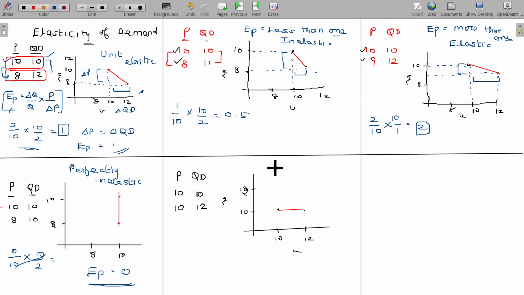So, if the change in quantity demanded is higher, then it's elastic. But if it is exorbitantly higher, then it's perfectly inelastic. Sorry, elastic. Perfectly elastic. Okay. Now, perfectly elastic.